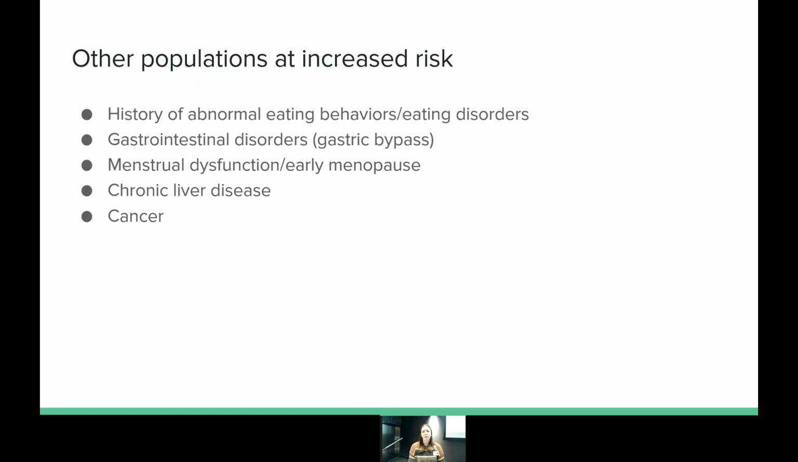Menstrual dysfunction early in life may negatively impact your peak bone mass, which can increase your risk for osteoporosis. Also, early menopause leads to an earlier onset of bone loss in adulthood. Chronic liver disease, you have decreased absorption of vitamin D in that situation. That puts you at greater risk. And also cancers, specifically ones that metastasize to the bones, most commonly the prostate, lung, and breast cancers.